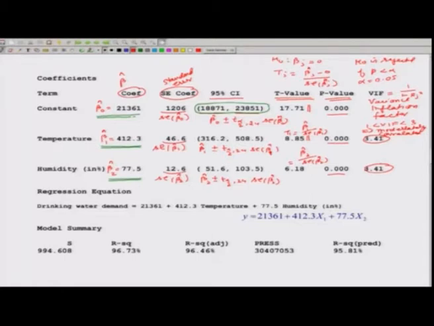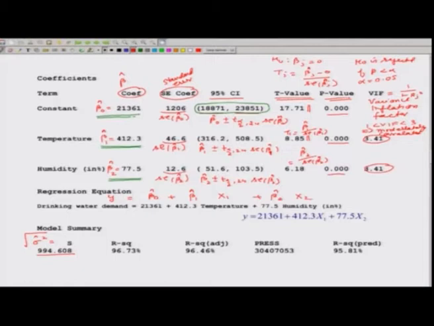Now, based on these regression coefficient outcomes, we can formulate our fitted regression model as y is equal to this value of beta 0 hat plus this value of beta 1 hat times x1 plus beta 2 hat times x2. Right. Okay. Now, after this we have some more model summary. This value here, S, is nothing but the square root of sigma square hat.